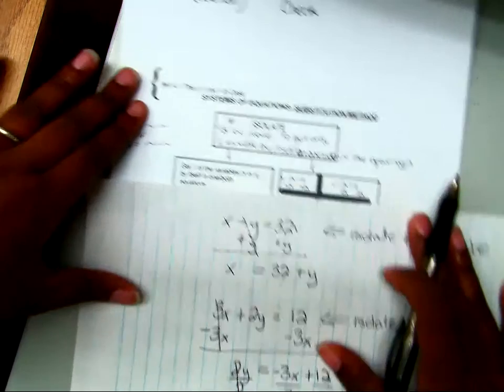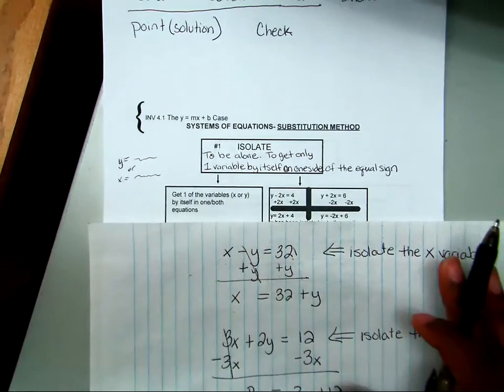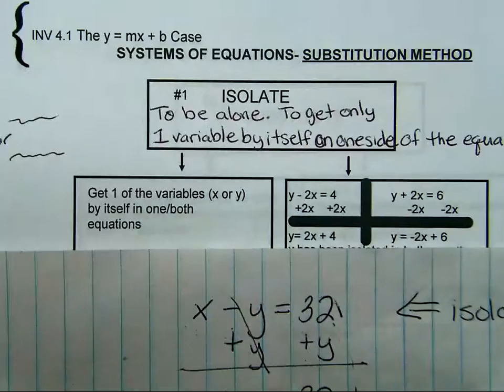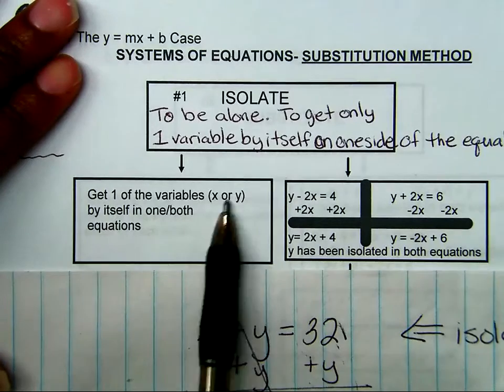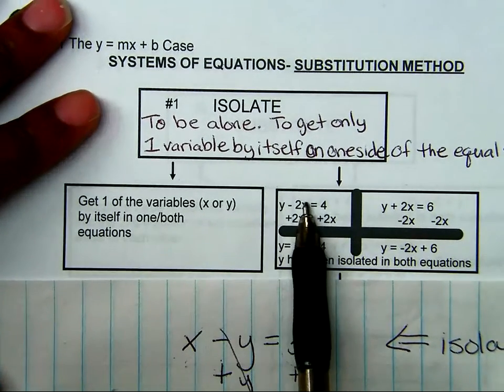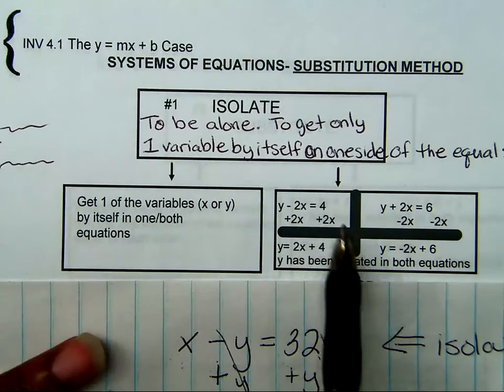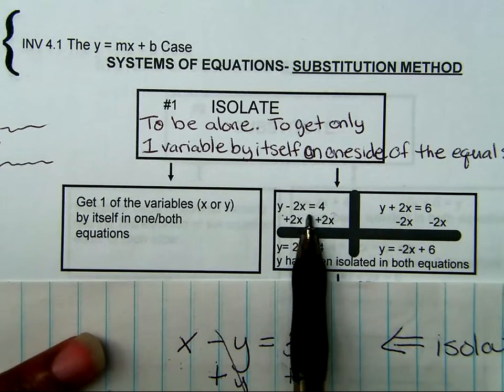So if we look at our sheet, zoom in, and it says the same thing. Get one of the variables by itself in one or both of the equations. And they gave us an example. When you're solving a system of equations, you should have 2 equations to work with. You're going to have 2. So in this problem, our 2 equations is y.